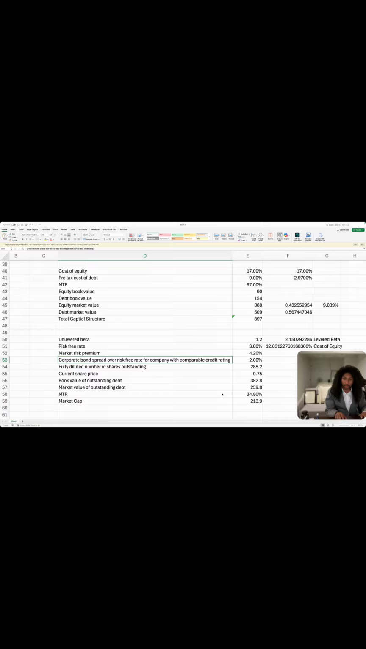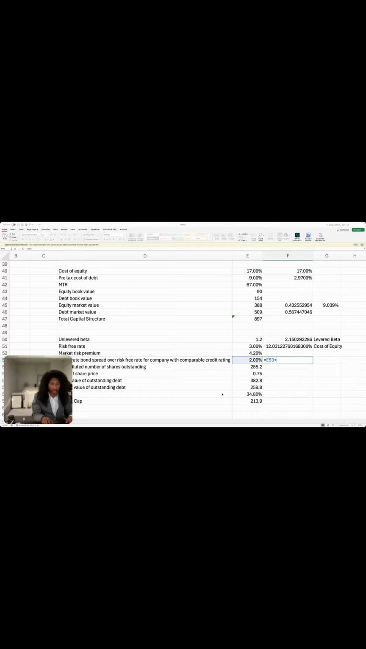Okay, so they want me to get the cost of debt. Corporate bond spread over the risk-free rate for a company with comparable credit rating. Okay, got it. So let's add the corporate bond spread over the risk-free rate, and then let's multiply that by the after-tax cost of debt.